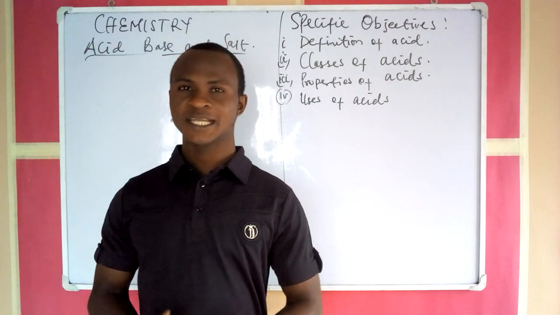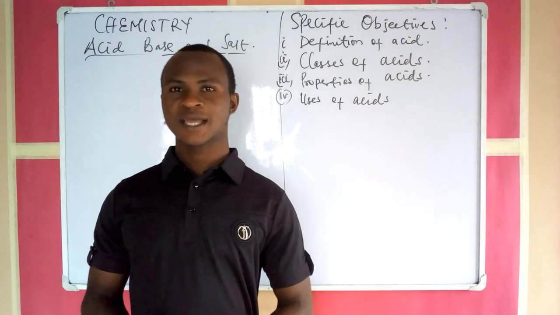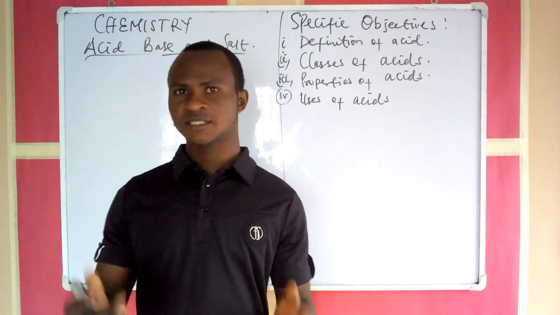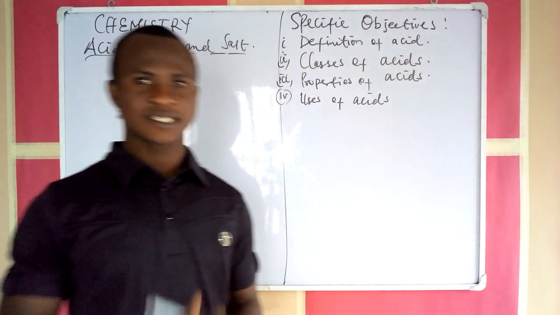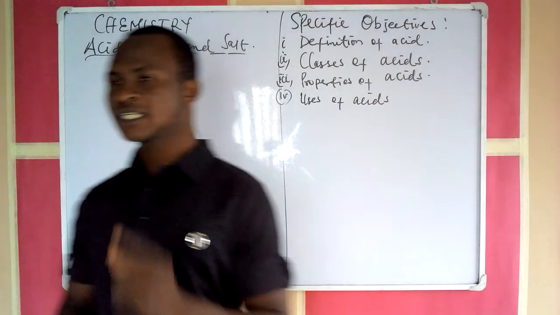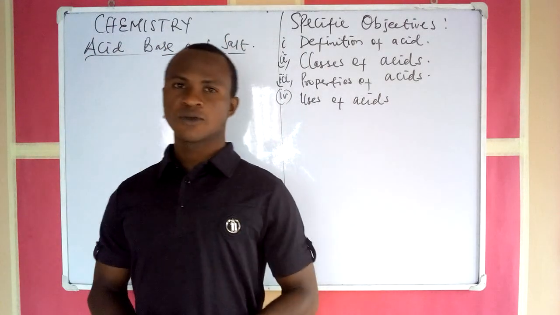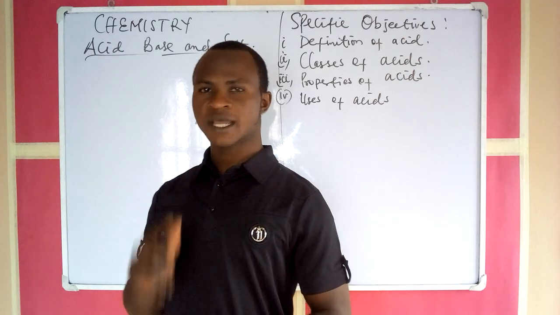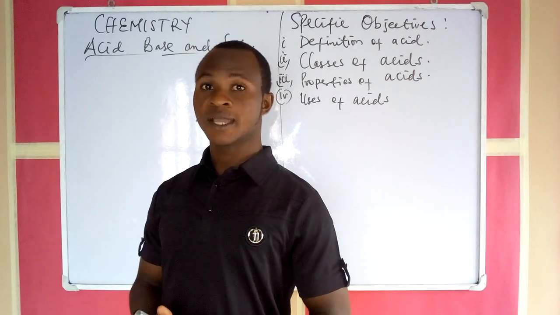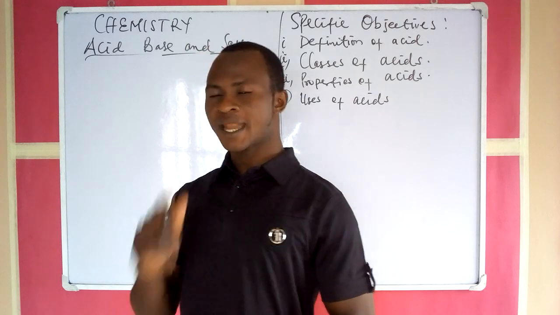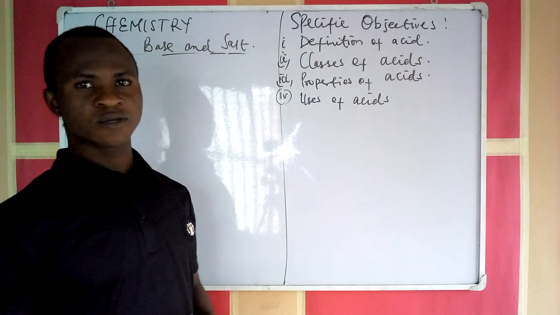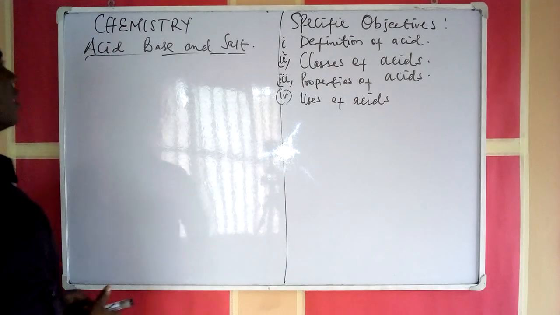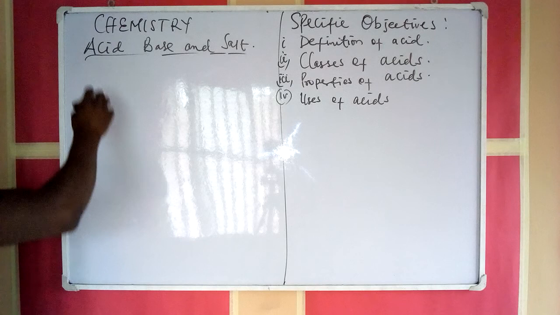I believe you must have heard of the word acid. So I want to start by defining acids. What is an acid? An acid is a substance which dissolves in water to produce hydrogen ion as the only positive ion. I repeat, an acid is a substance which dissolves in water to produce hydrogen ion as the only positive ion. Now, look at the definition.